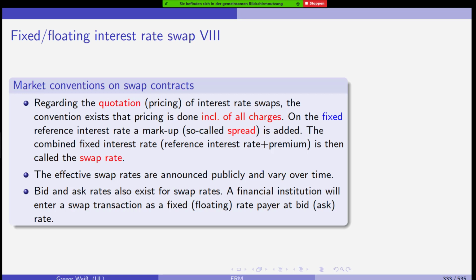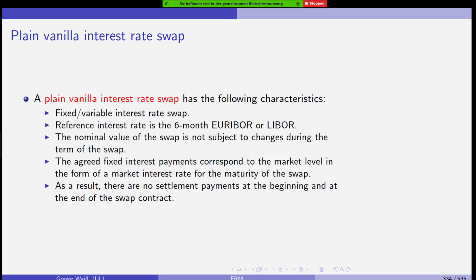vary over time. And we also have bid and ask rates that exist for these swap rates, meaning that a financial institution, investment bank, will enter a swap transaction as a fixed rate payer at the bid rate and as the floating rate payer at the ask rate. So again, bid-ask quotes will reflect liquidity in this segment of the capital market. Okay, that's a plain vanilla interest rate swap.